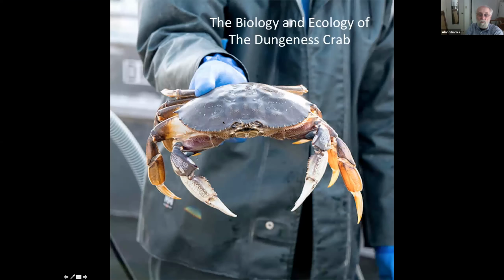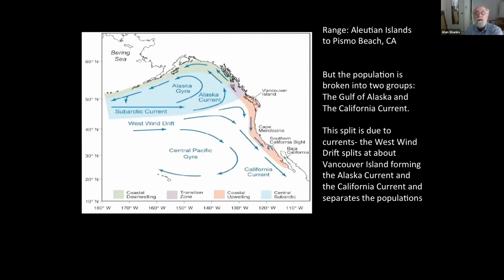Okay. So Dungeness crabs. There's a Dungeness crab, Cancer magister. Recently, about 5 or 6 years ago, the genus got changed to Metacarcinus magister. So you can call them Metacarcinus or Cancer. They both seem to go fine. Range. They range from the Aleutian Islands all the way down to Pismo Beach. However, the population is broken into 2 groups, Alaska gyre and the California current.